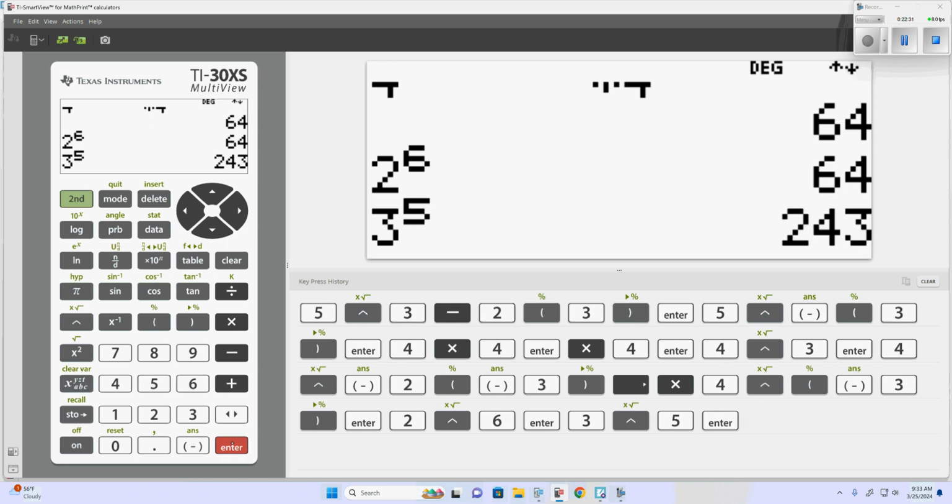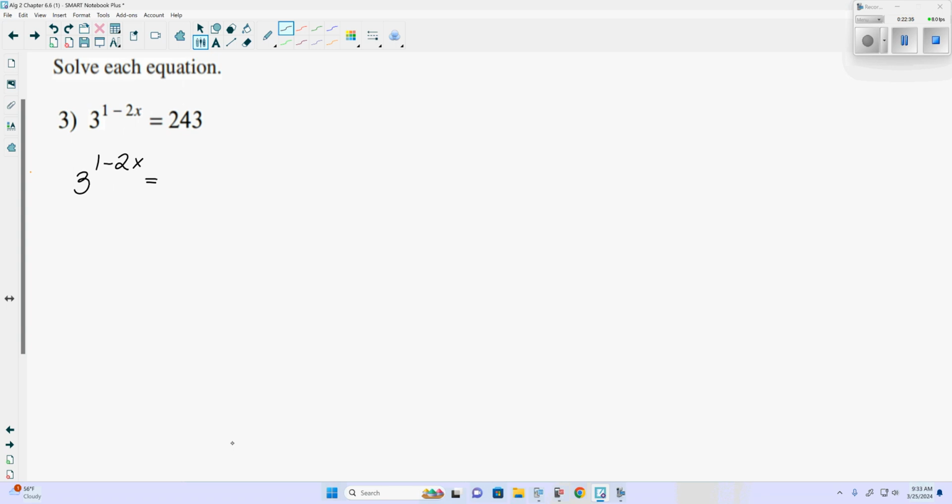Fifth is indeed 243. So that means the other side is just 3 to the 5th. Because with these here, we really want the bases to be the same. Because if the bases are the same, the exponents have to be the same as well.